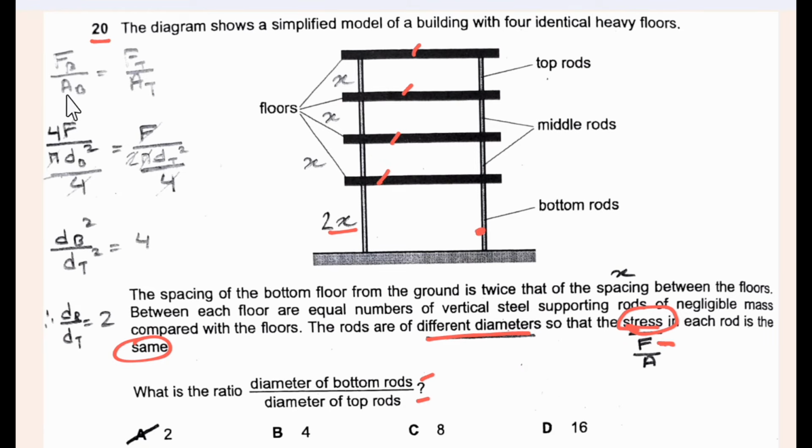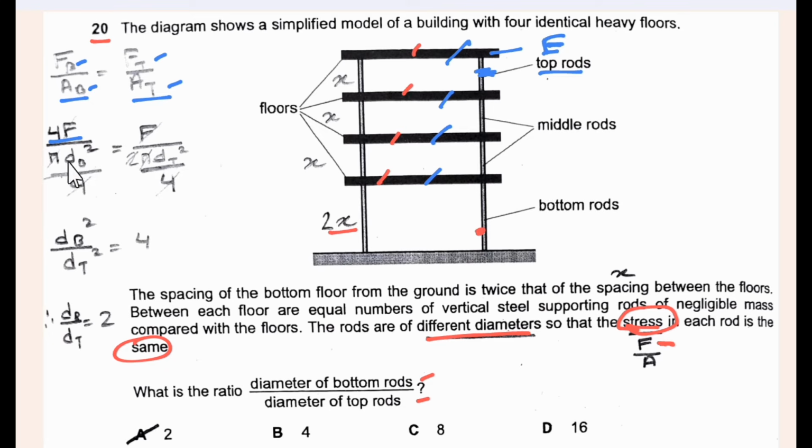That means stress at the bottom is same as the stress at the top. That means force per unit area at the bottom is same as the force per unit area at the top. So at the bottom, we can see that there is 1, 2, 3, 4 forces acting. We consider the force of each floor as F. So at the bottom rod, there are 4 forces acting, that is 4F. And at the top rod, there is only F acting, that is F.